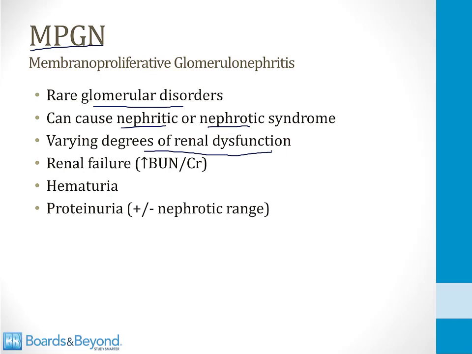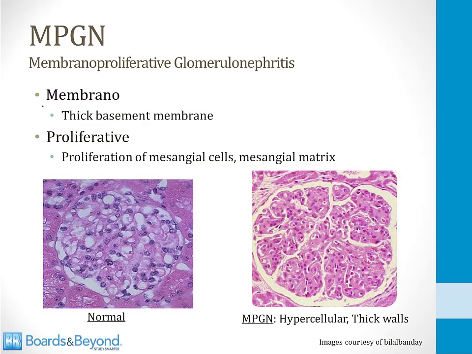In general, patients with MPGN usually have some element of renal failure, meaning some increase in the BUN and creatinine. There's also usually some element of hematuria and some element of proteinuria, and the proteinuria is sometimes in the nephrotic range. MPGN gets its name based on what you see when you perform a renal biopsy and look at the renal tissue under the microscope.